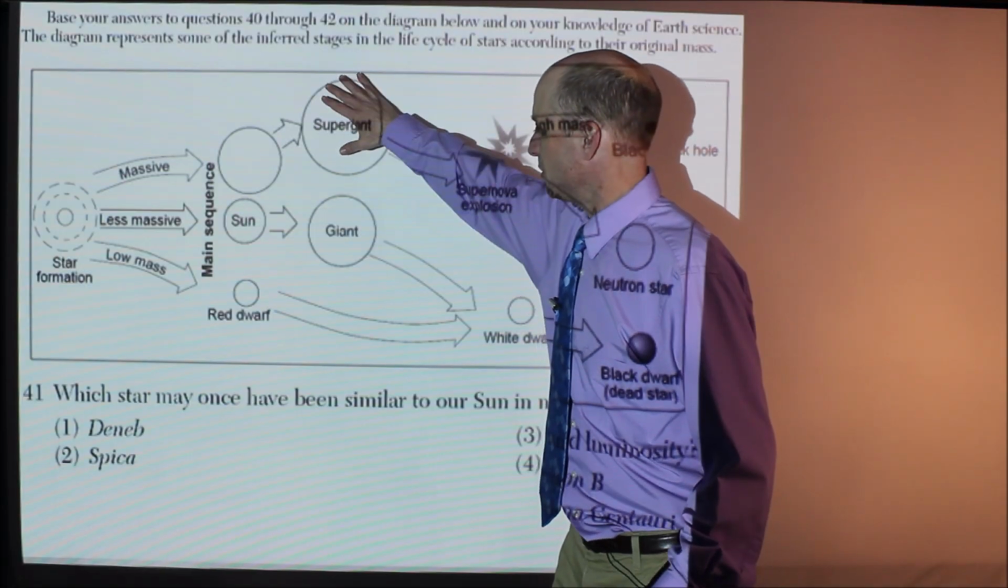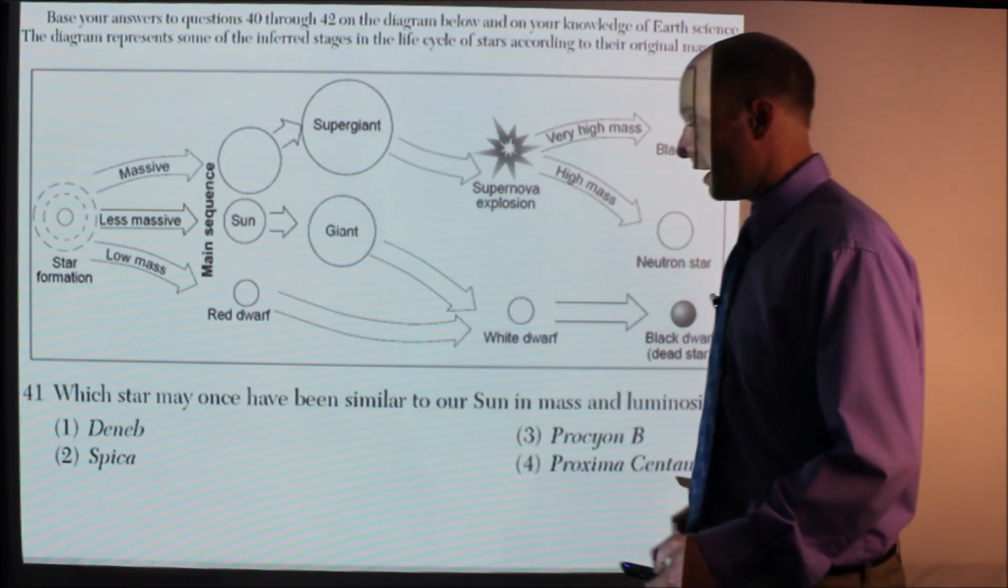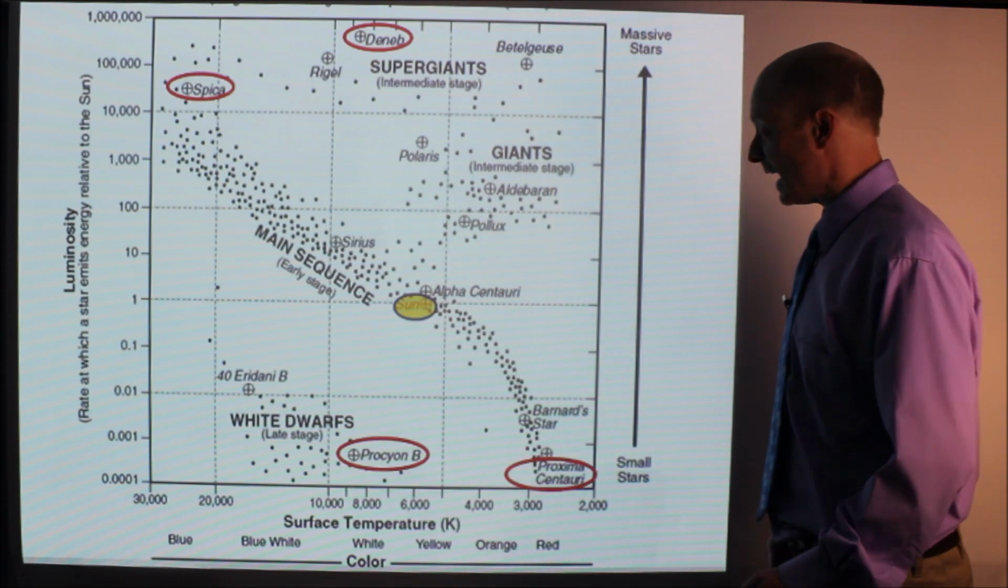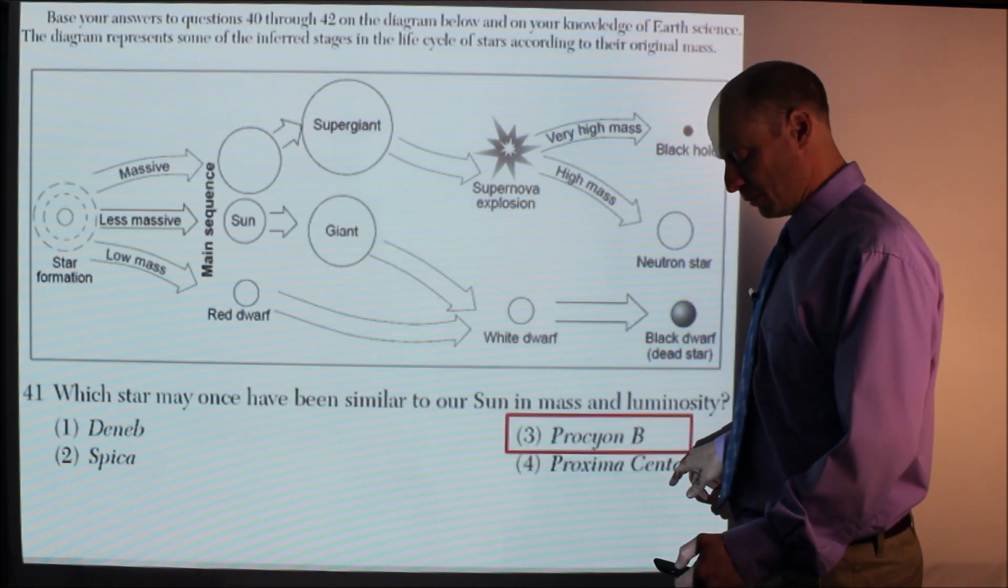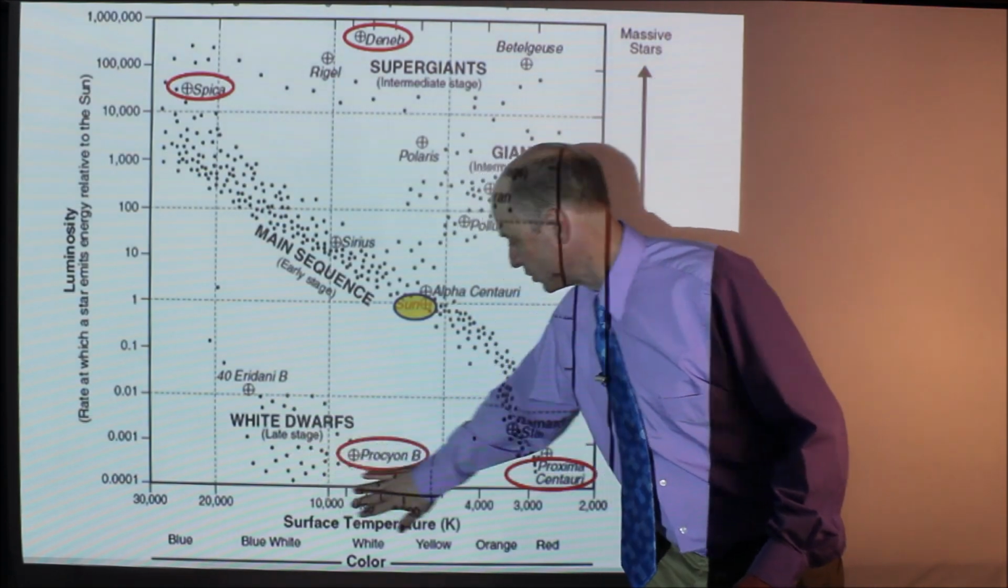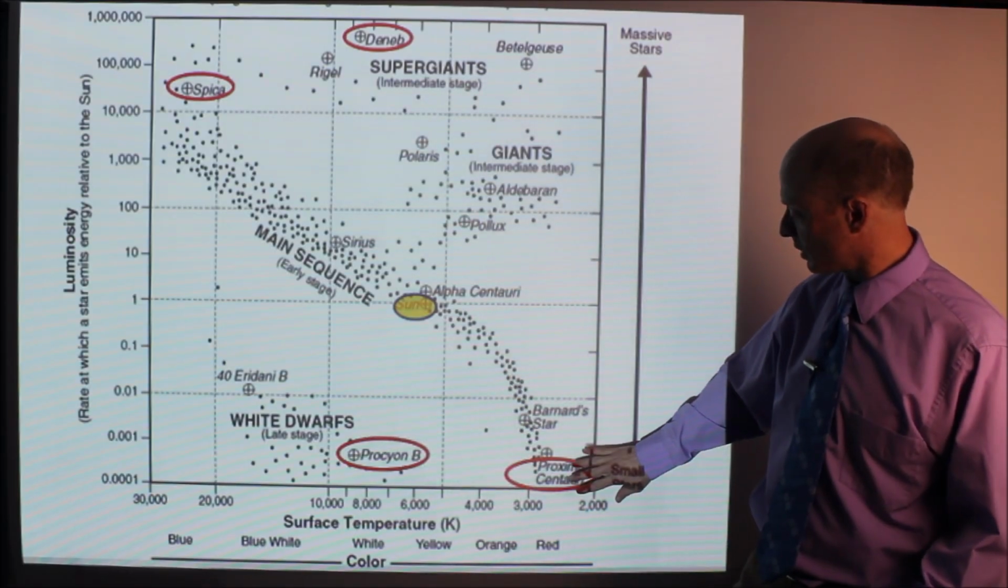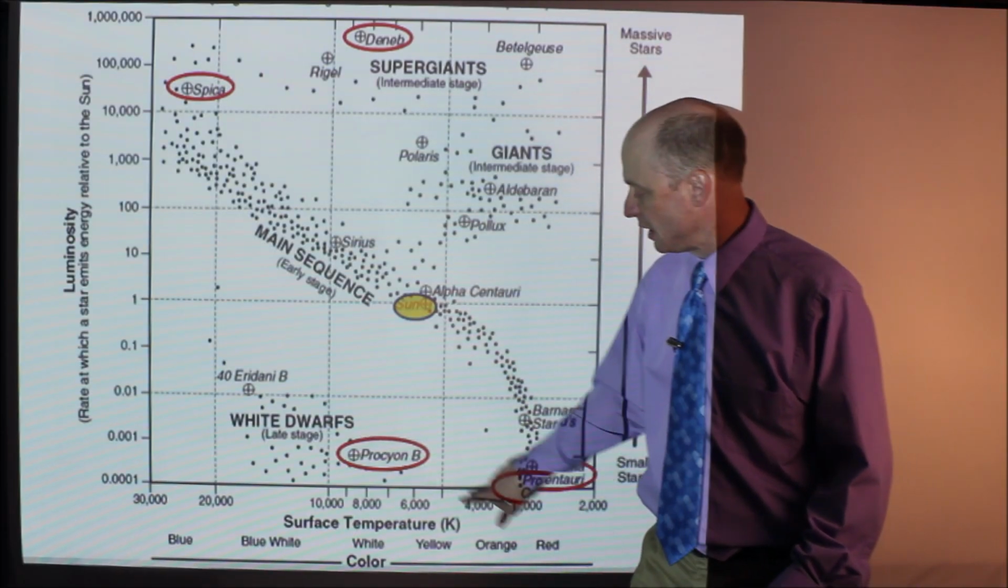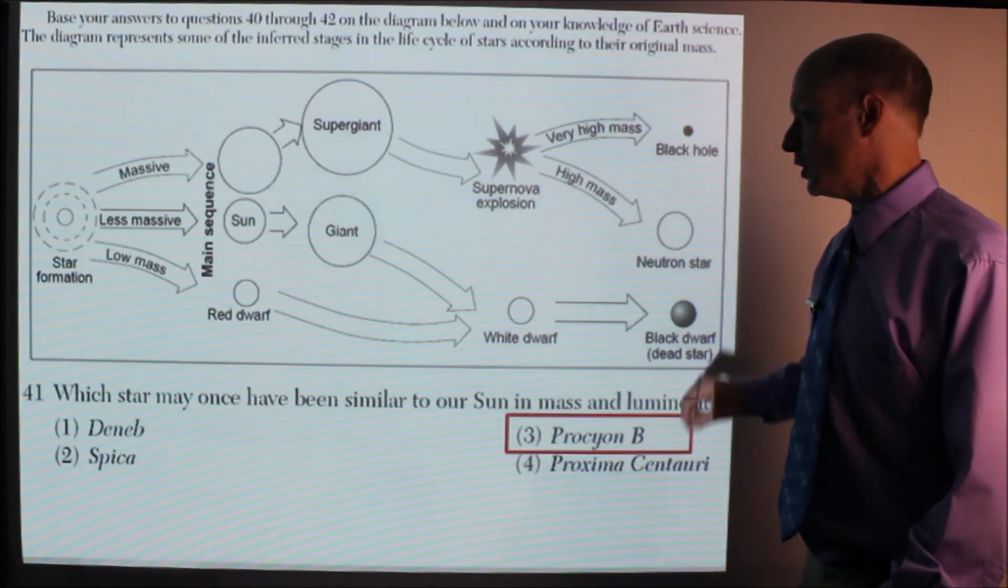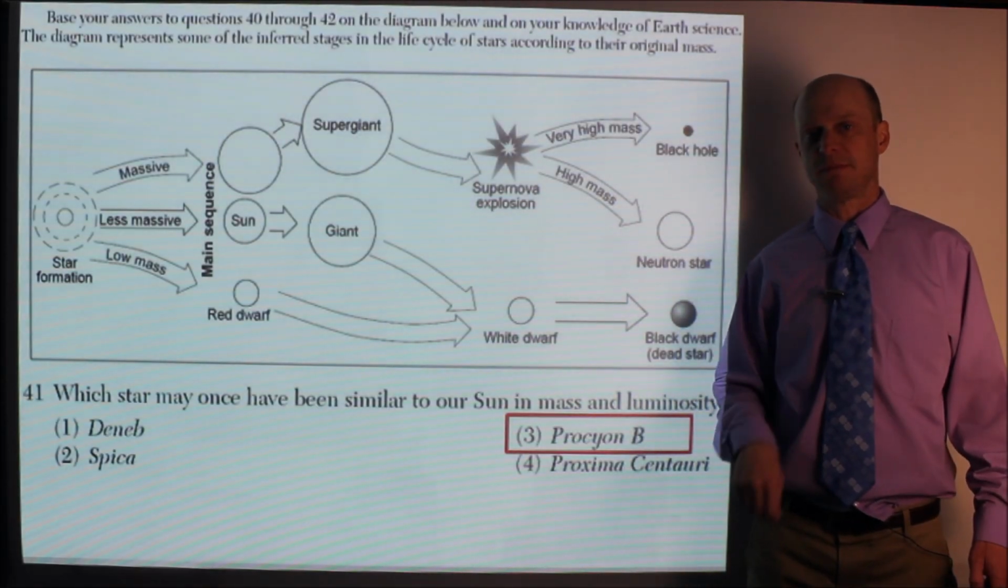Supergiant, our sun's not going to become a supergiant. So that's important. Therefore, the answer you're going to get is going to be Procyon B. If you look right here, Procyon B is a white dwarf. This over here is a little confusing, but this is a main sequence star. Therefore, that's the answer. Procyon B. 41 is choice number 3.